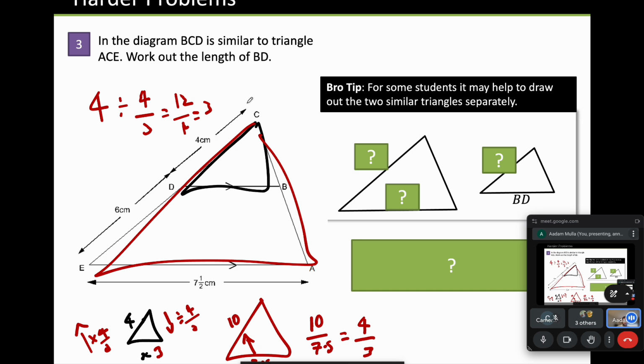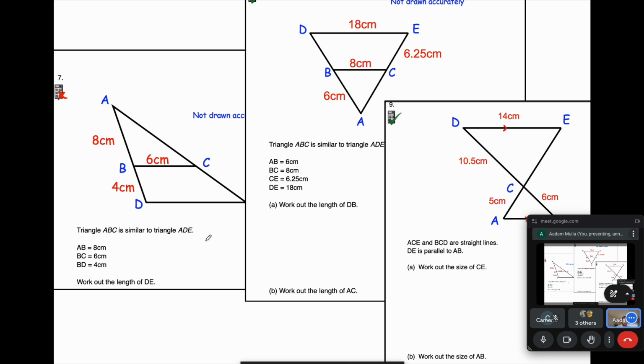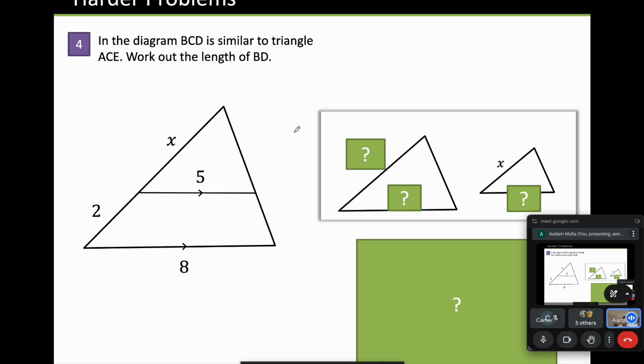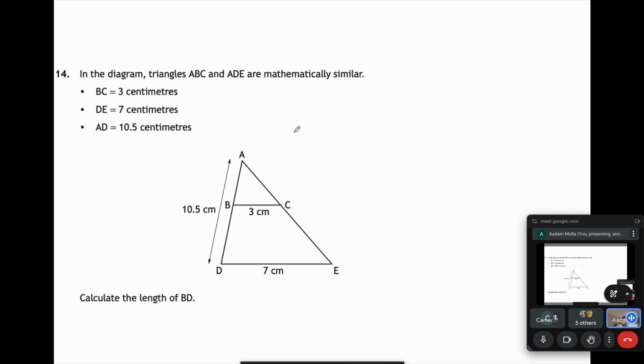So main thing, just draw out both triangles, look at the relationship either within the triangle or within the same sides, and then you can find it. I'll let you do these for practice, for homework or revision, whatever you want to call it. And let's look at this question. So this is the one that came up in the test.